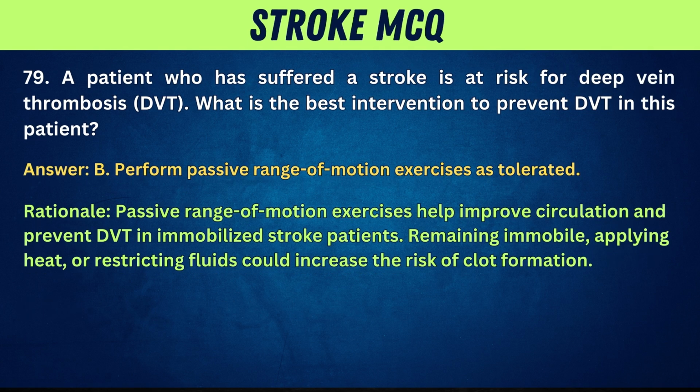Answer. B. Perform passive range of motion exercises as tolerated. Rationale. Passive range of motion exercises help improve circulation and prevent DVT in immobilized stroke patients. Remaining immobile, applying heat, or restricting fluids could increase the risk of clot formation.